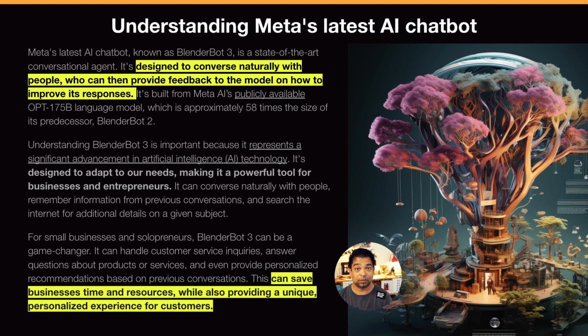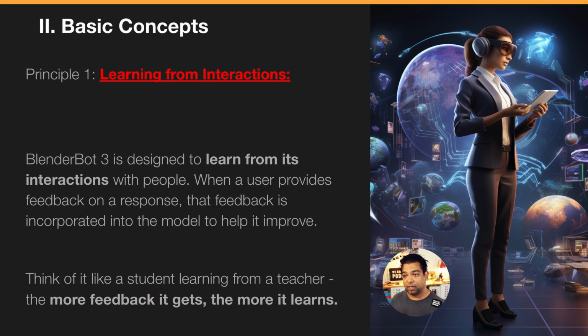So let's get into some concepts. The first concept I want to talk about is learning from interaction. When you notice in a chatbot, and if you've been playing around with a chatbot, anytime you put something in, it learns from the previous response, and you can use the previous response to then build on the next responses. BlenderBot 3 is just like that. It is designed to learn from its interactions with people. When a user provides feedback on a response, that feedback is incorporated into the model and will help it improve. Think of it like a student learning from a teacher. The more feedback it gets, the more it learns. So that's principle number one.